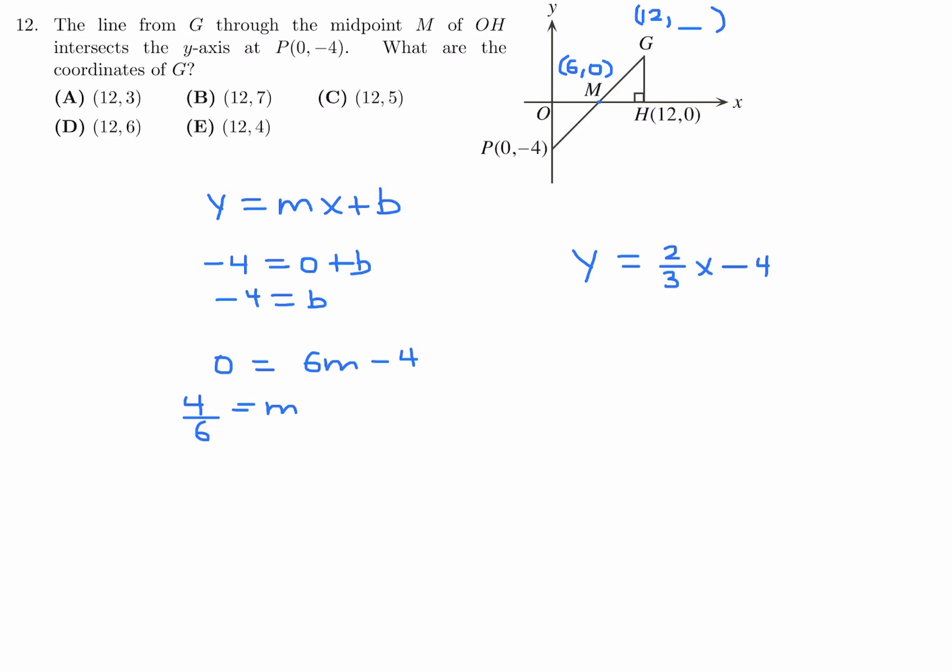All right, so plug in 12 for x, and we'll figure out our y coordinate. So this gives me 24 divided by 3, which is 8. 8 minus 4, so therefore y is 4. So there you go. 12, 4 is the coordinate for G, and that would be for number 12, E.